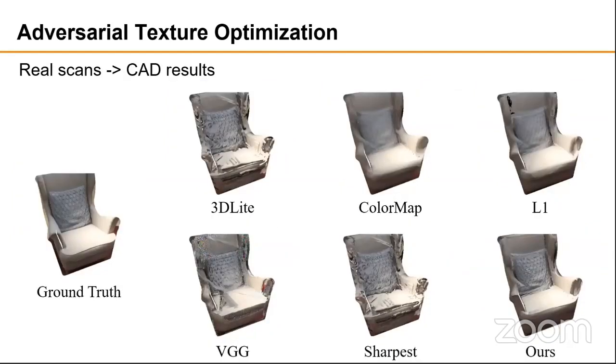This example shows a more challenging case where the real RGBD images are mapped onto a CAD model whose geometry differs from the object in the real scene. Despite the misalignment between pixels and surface geometry, our method still is able to produce sharp and seamless textures.